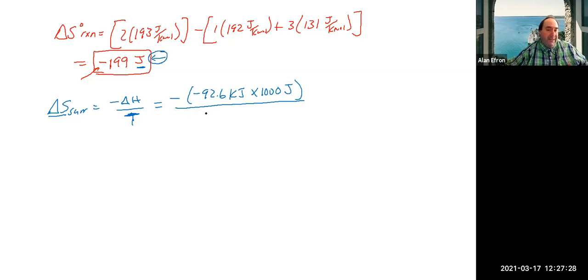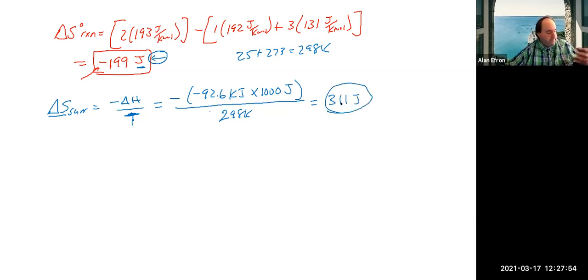At this point, we want the temperature again in Kelvin. So that's 25 plus 273, which gives us 298 Kelvin. And that will end up with 92.6 times 1,000 divided by 298. We get to something like 311. And in my case, I rounded it to joules, and we were okay in that situation because of it.